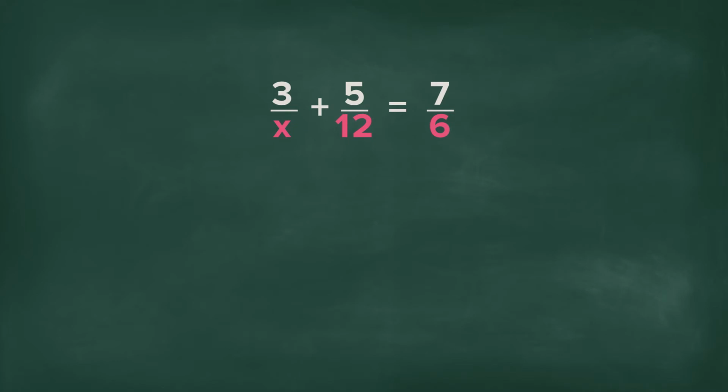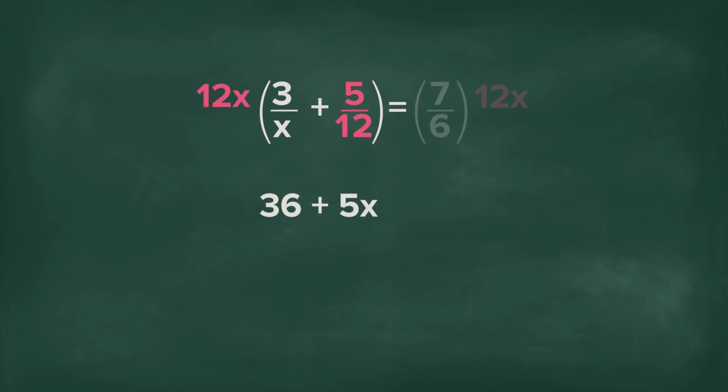What's the least common denominator? It's 12x, so we multiply both sides of the equation by 12x. On the left side of the equation, we start with 12x times 3 over x. After we cancel, the 12 is multiplied by 3, we get 36. Next, we'll multiply 12x by 5 over 12. Canceling the 12 gives us 5x.